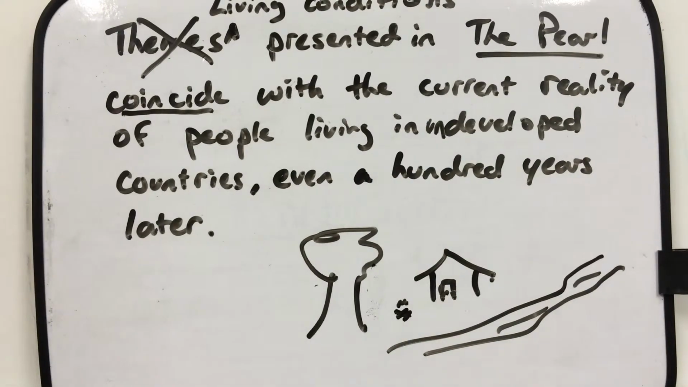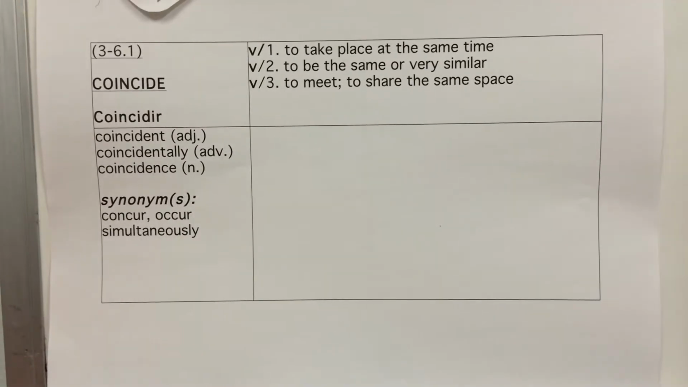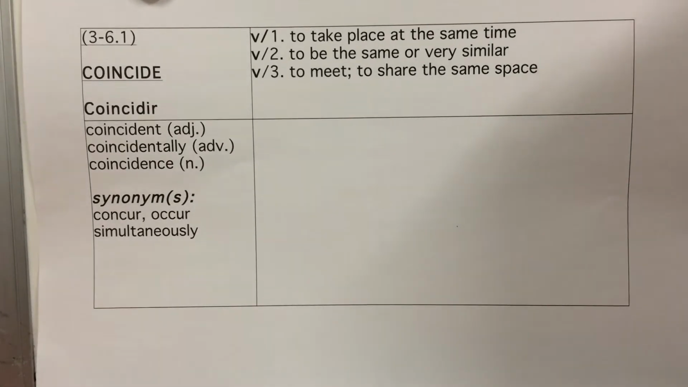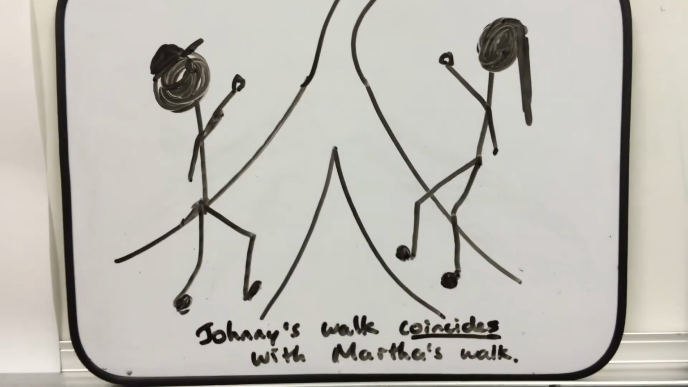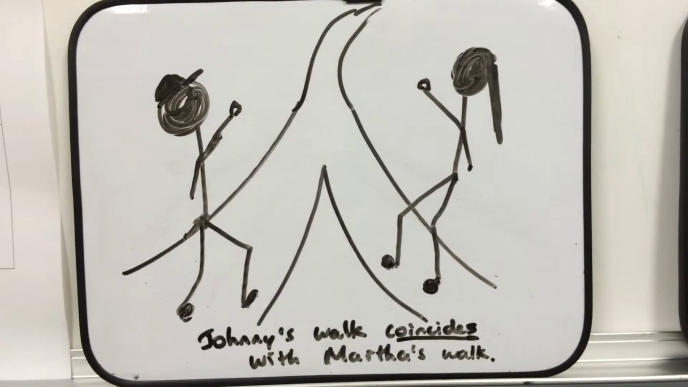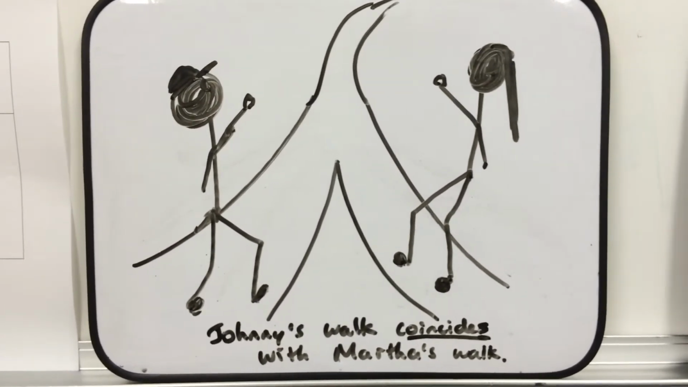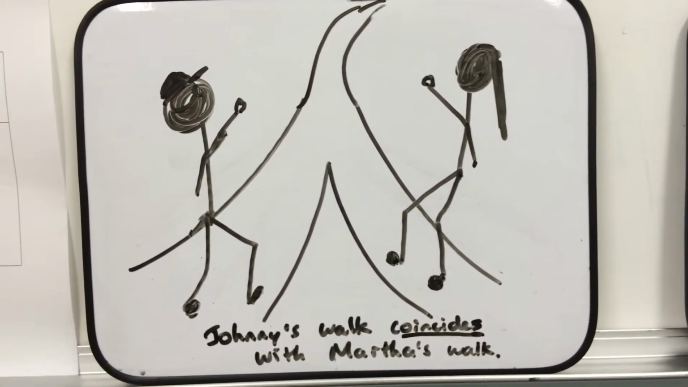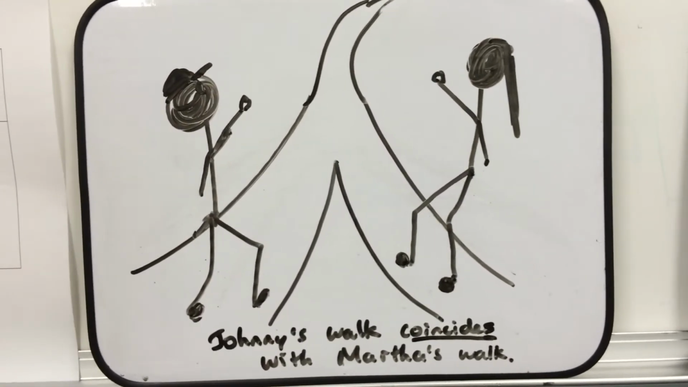All right. The third definition is to meet or share a same place. To meet or share a same place. So you can coincide with time, you can also coincide with place. So, you have one more example here for you visual learners. Johnny on the left, his walk coincides with Martha's walk. So they're meeting at the same place.